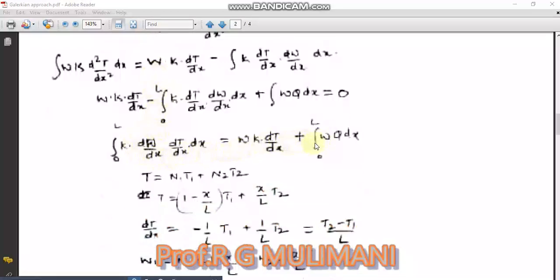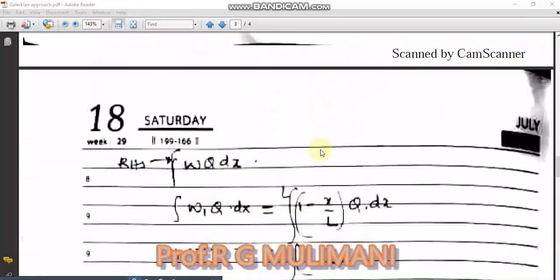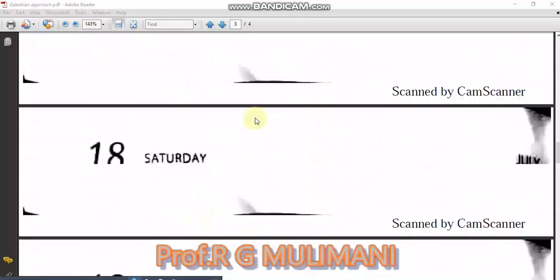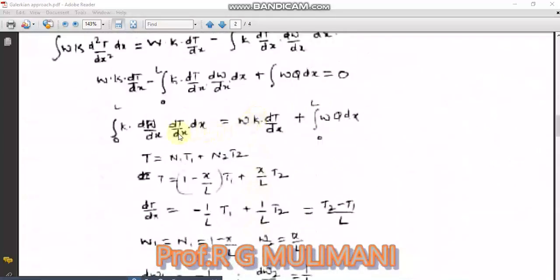Similarly, we will find what the other two terms are. Integration of wq into dx. This we have derived now. Now we are deriving the integration of wq over the dx length.